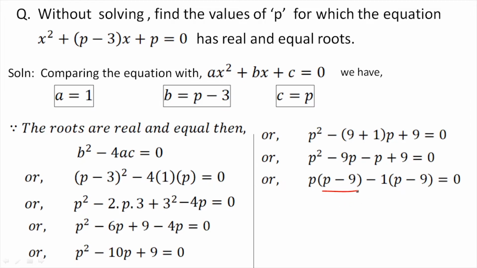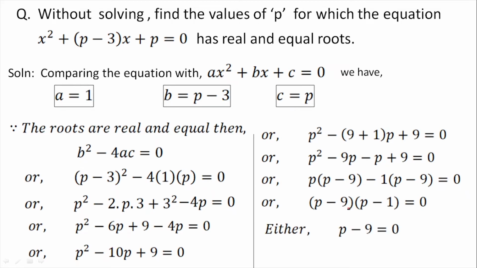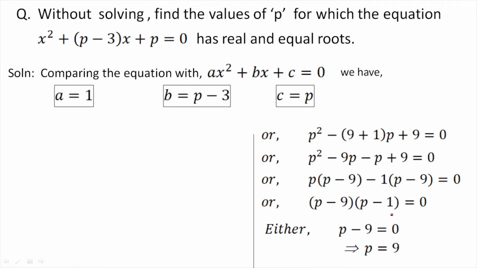Here we see that p minus 9 and p minus 9 are common, so if we take out common, what is the remaining term inside the bracket? It will be p minus 1. So now what we will do is either or. Either p minus 9 equals 0, and taking 9 onto this side, we get p equals 9, or p minus 1 is equal to 0. That means taking minus 1 onto this side, we get p is equal to 1.